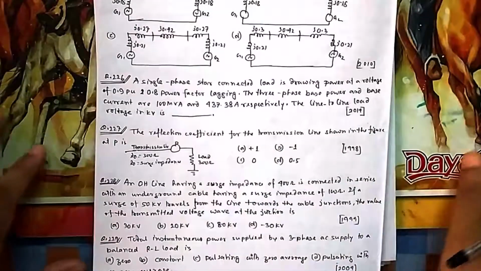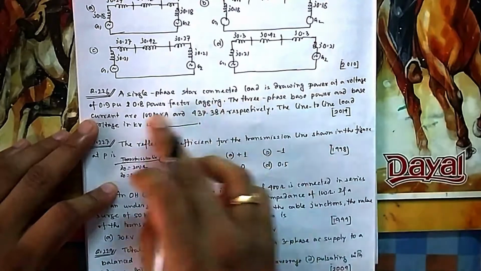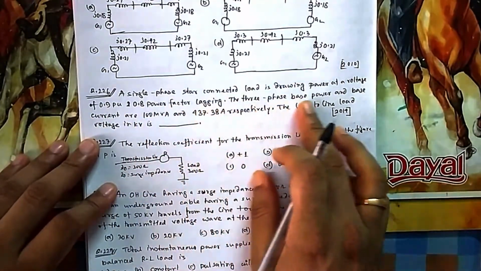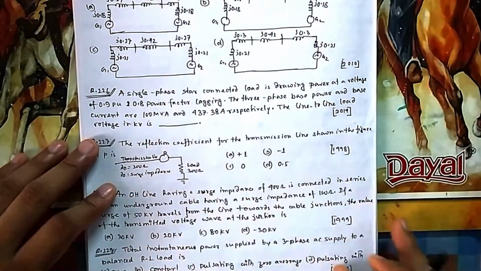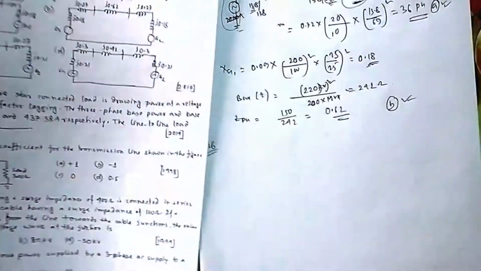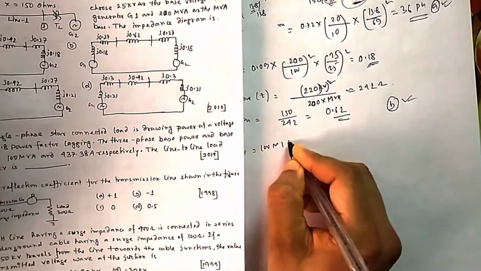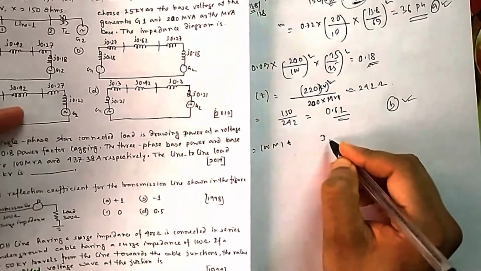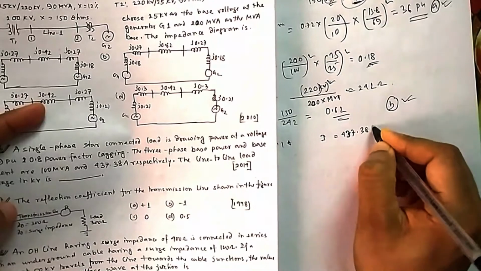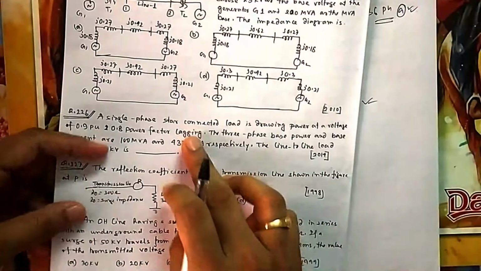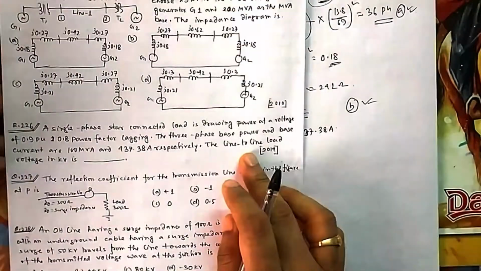Okay, in question number 226, a single phase star connected load is drawing power at a voltage of 0.9 per unit, 0.8 power factor lagging. The three phase base power and base current are given. The line to line load voltage is asked. So the three phase power is given to you, that is 100 MVA, and I is given. They have not mentioned whether it is phase or line, but you can already tell, because it is star connected, whatever phase or line, both are equal. So IL equals IP. You need to find the line to line load voltage.